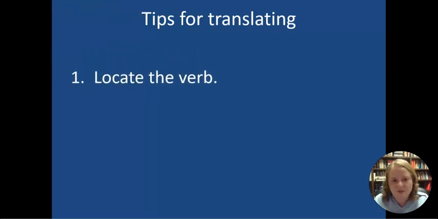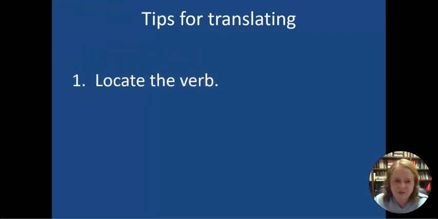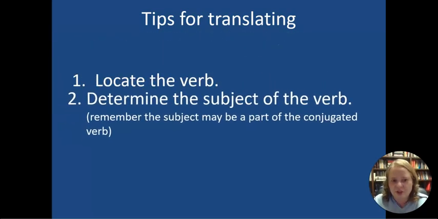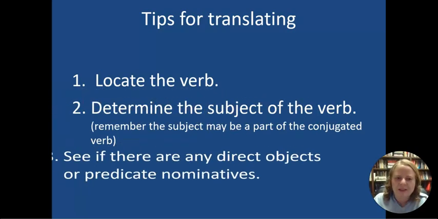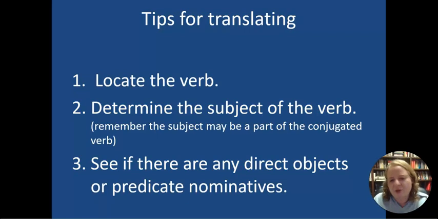Here are my tips for translating. First, locate the verb. That's your number one step. Do that before you do anything else. Second, figure out the subject of the verb. Remember, the subject may be part of the conjugated verb, so sometimes it's they or you. But if it's he, she, it, or they, then you're definitely looking for something that's in the nominative. Third, see if there are any direct objects or predicate nominatives, so you're looking for something that's the object of the sentence. Those are the most important things to do, in that order: start with the verb, then figure out the subject, then see if there are any direct objects or predicate nominatives.